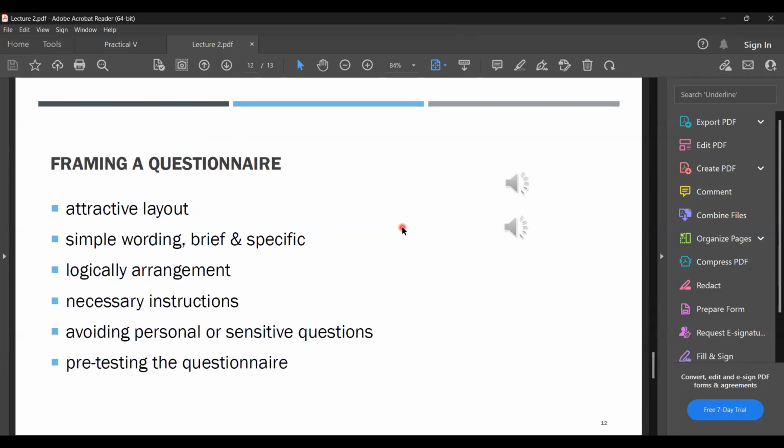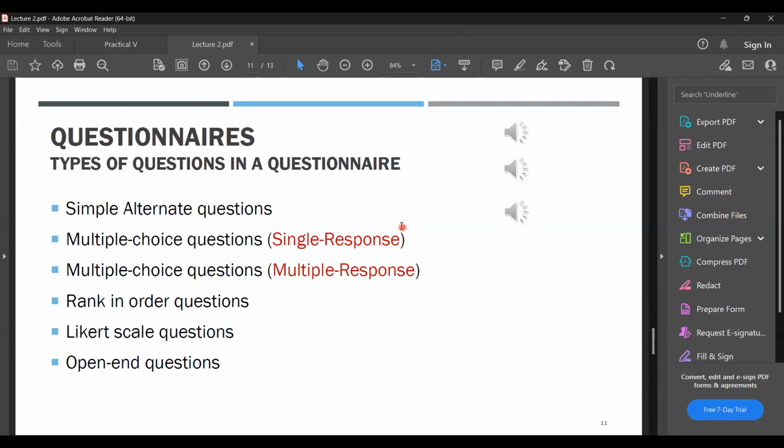Now we are going to discuss some basic things regarding the questionnaire. Sometimes when you are doing a research, you might want to prepare a questionnaire, right? සමහරවිට ඔයගොල්ලෝ questionnaire එකක් හදන්න ඕනි වෙන්න පුළුවන්, right?